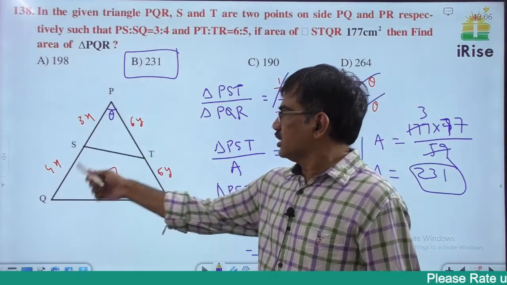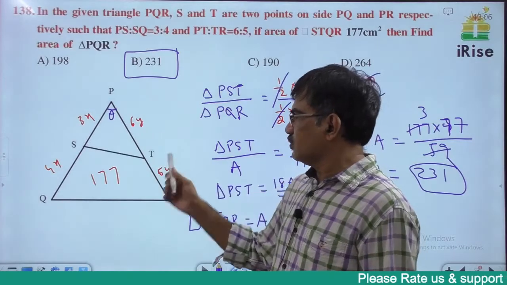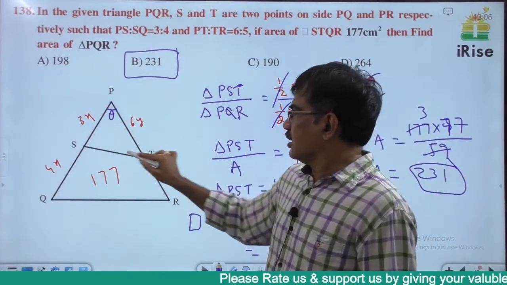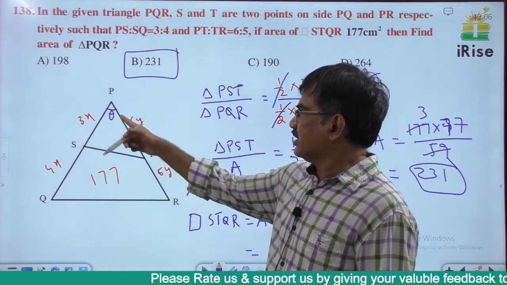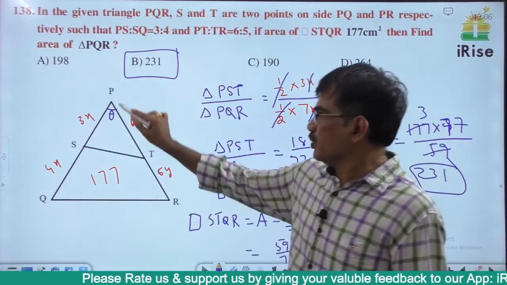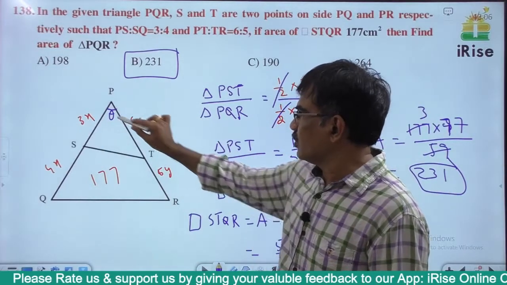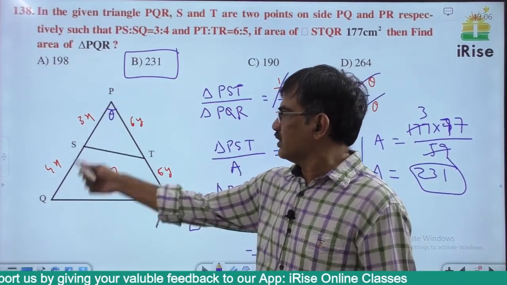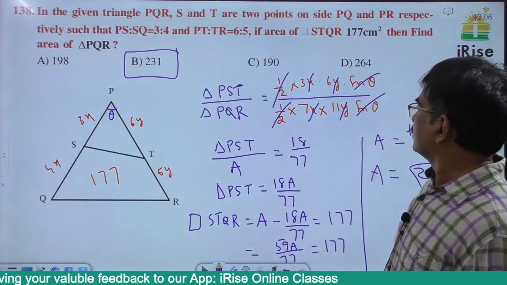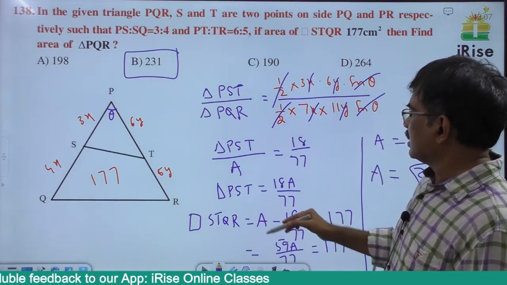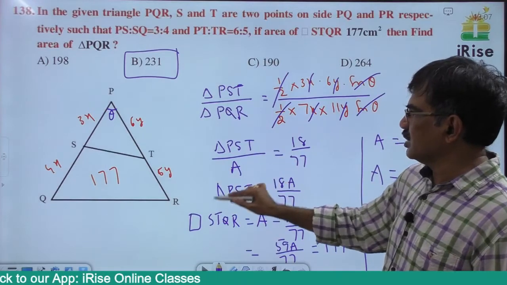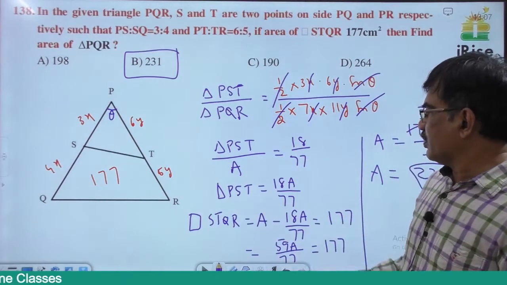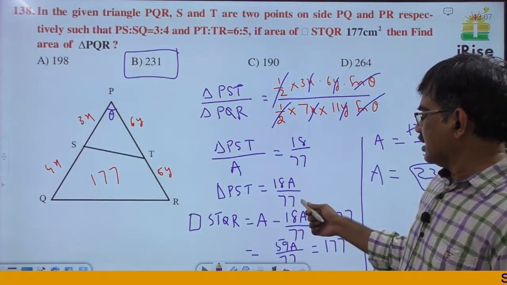S divides in the ratio 3:4 and T divides in the ratio 6:5. So 3x, 4x, 6y, 5y, right, like this. And the area of this triangle is half AB sin theta, because theta is the included angle. In the big triangle, the total is 7 parts, this is 11 parts, and this is theta. So the area of triangle PQR is half into 7x into 11y into sin theta. So this is nothing but 18 by 77, triangle PST area by total area. Total area, I want to consider this as A. Just cross multiply, this PST is nothing but 18A by 77.